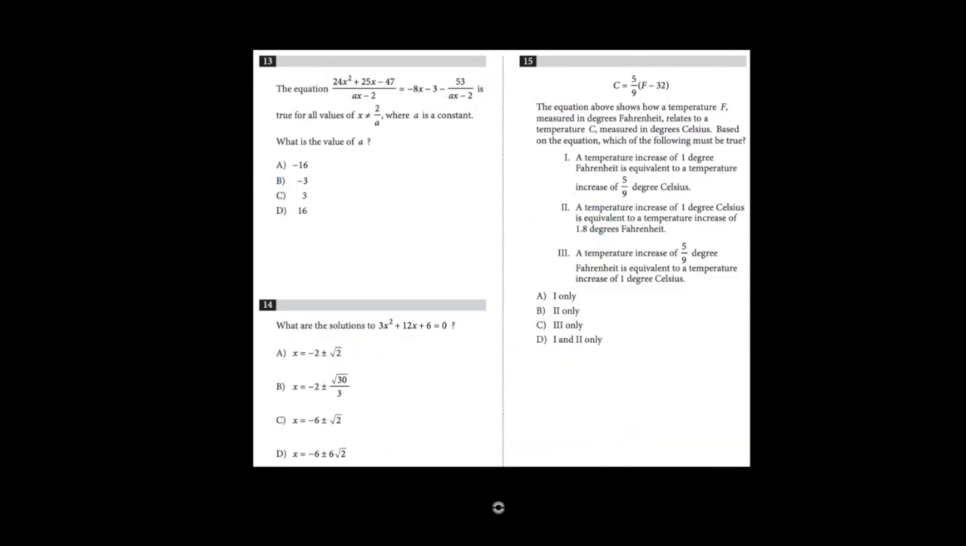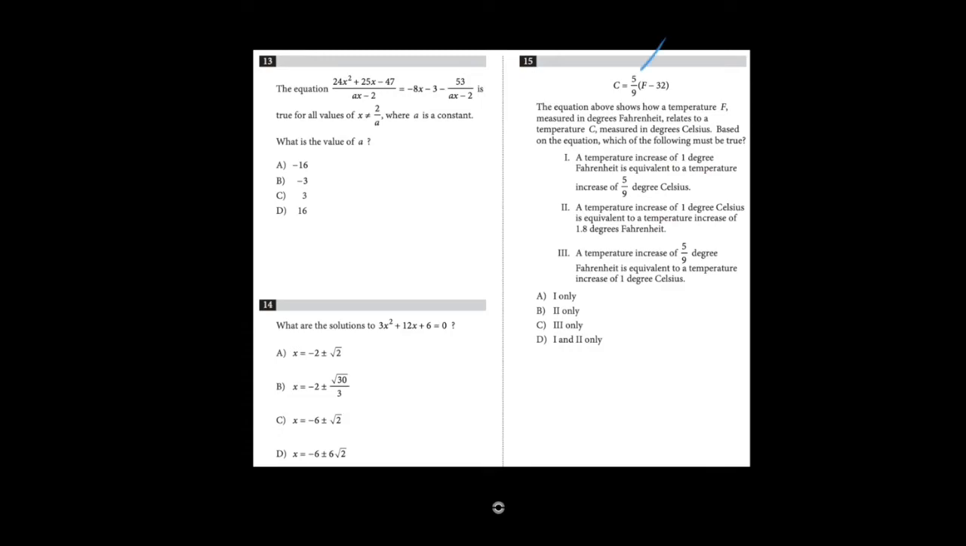Okay, number 15, we're given the conversion from Fahrenheit to Celsius. C equals 5/9 times (F minus 32), and we're trying to figure out which of these things are true. So if we graph C against F, then the slope of that line is equal to 5/9 degrees Celsius over degrees Fahrenheit, to be specific with units. And that just means for every 1 degree increase in Fahrenheit, the increase is 5/9 degrees in Celsius.